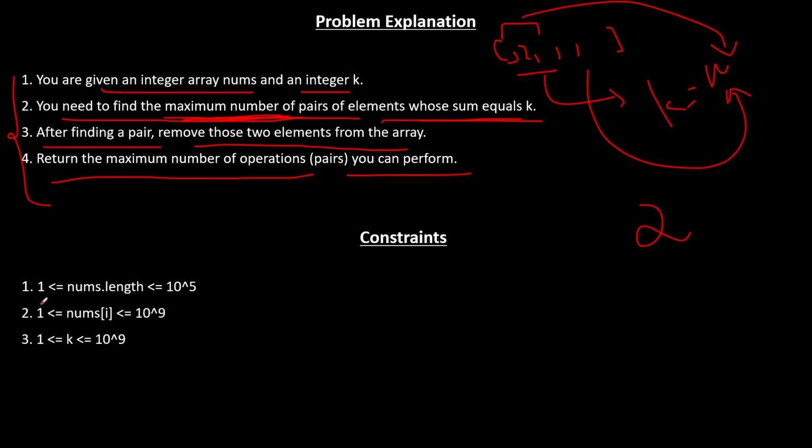Now let's move to the constraints. The length of the nums array will be from 1 to 10 to the power 5, the value of nums elements could be from 1 to 10 to the power 9, and the value of k could be 1 to 10 to the power 9. Now let's move to the next slide.